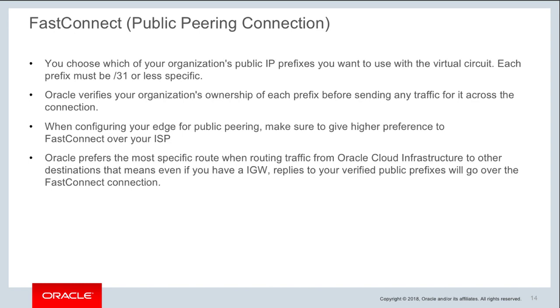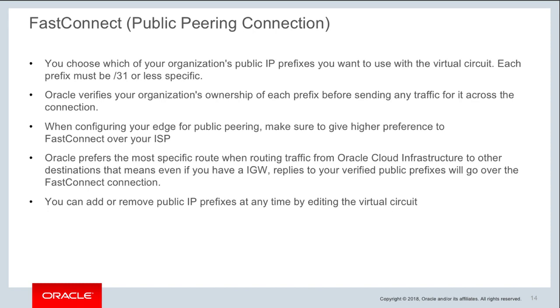We also prefer a more specific route when we are routing traffic from Oracle Cloud Infrastructure to other destinations. So this means that even when you have an internet gateway as part of your virtual cloud network, we will reply to one of your verified public prefixes on the FastConnect public virtual circuit. You can also add or remove IP prefixes at any time by editing the virtual circuit.